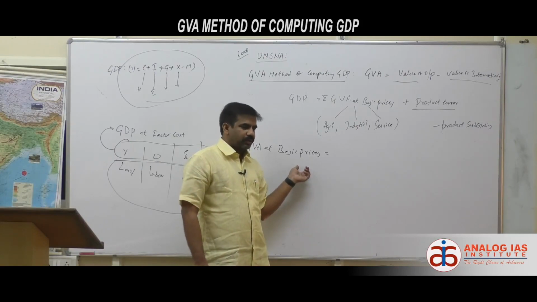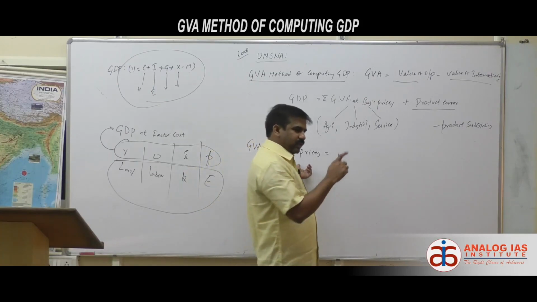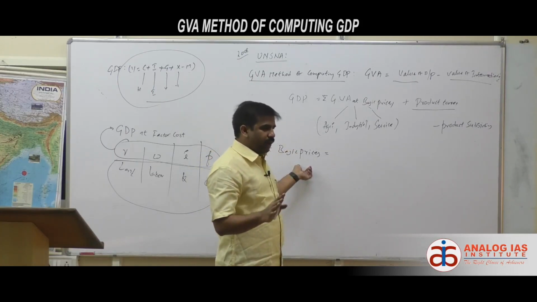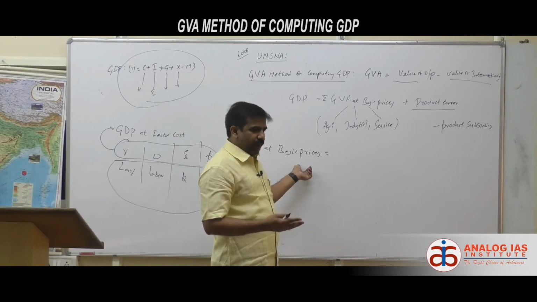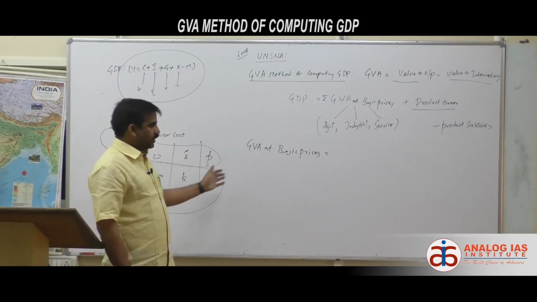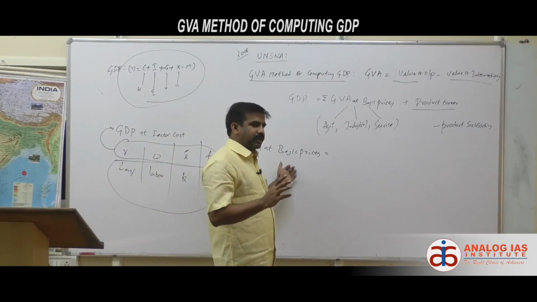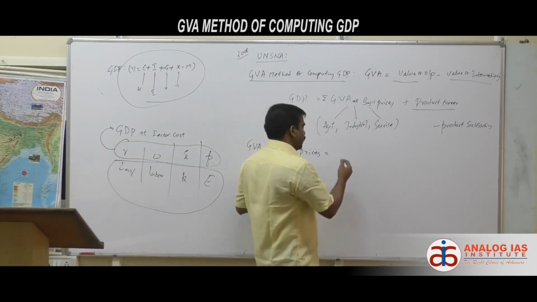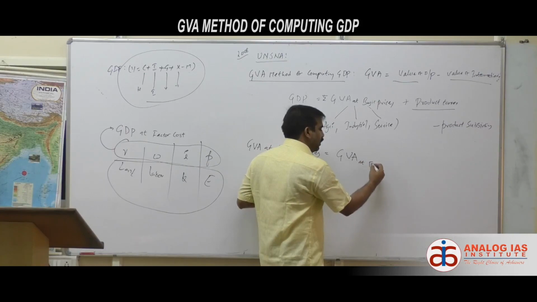GVA at basic price simply refers to the amount of money that I need to spend from my pocket to produce a particular book. This is calculated using a formula. I'll just simplify it. Don't worry about these particular definitions, because in fact they are simple. I hope you understand until this point, and this is something I am trying to simplify.